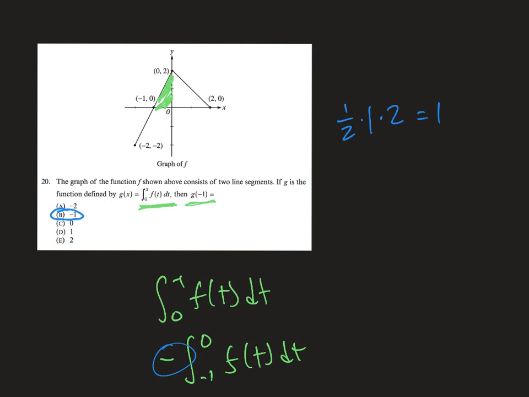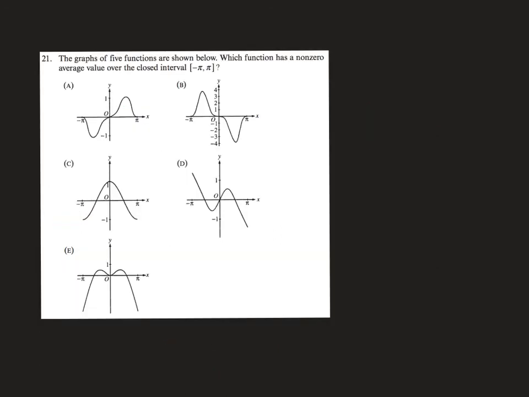All right, next problem. The graphs of 5 functions are shown below. Which function has a non-zero average value over negative pi to pi? So remember that the average value of a function is just the definite integral divided by b minus a. If the average value is 0, it means that the definite integral was 0, right? Because we're basically dividing by 2 pi, right? Pi minus negative pi.